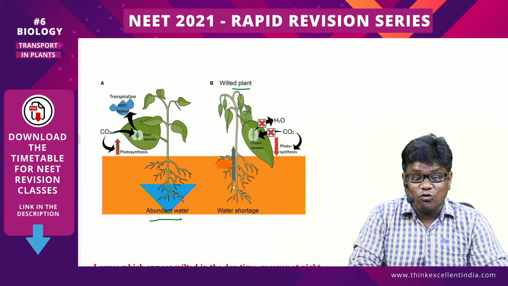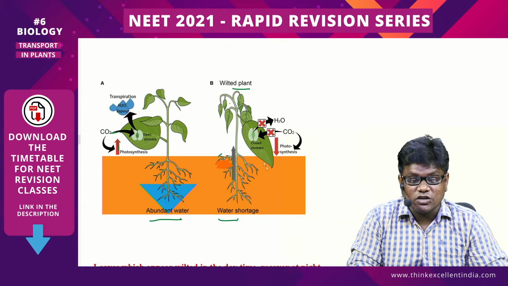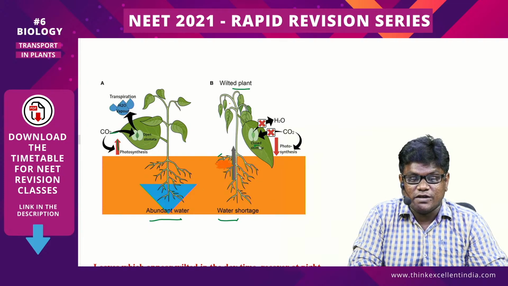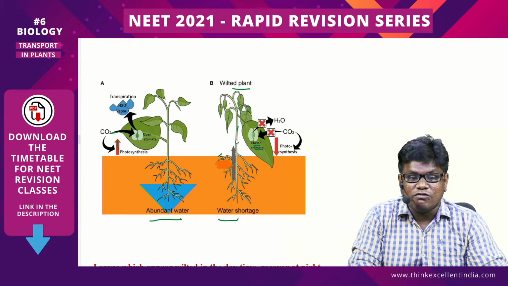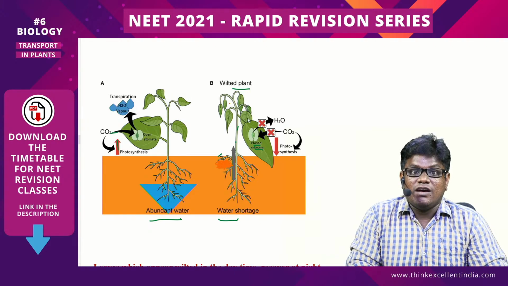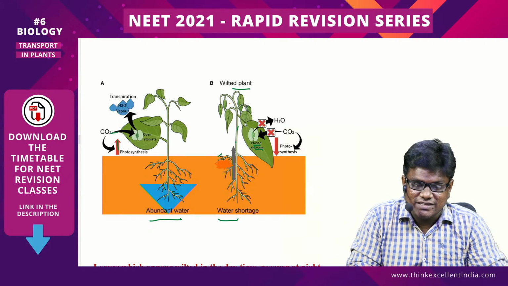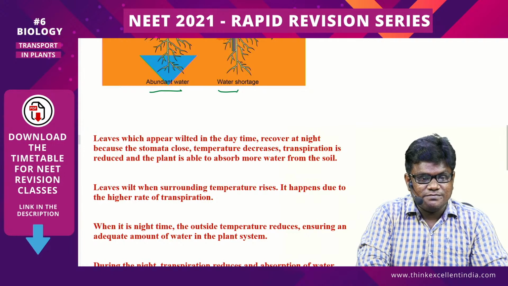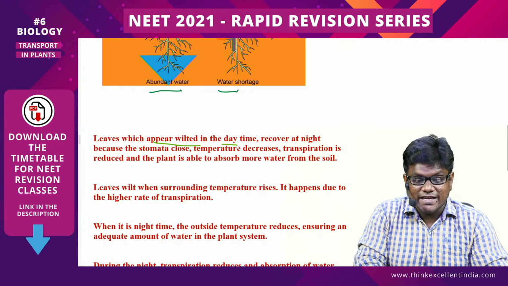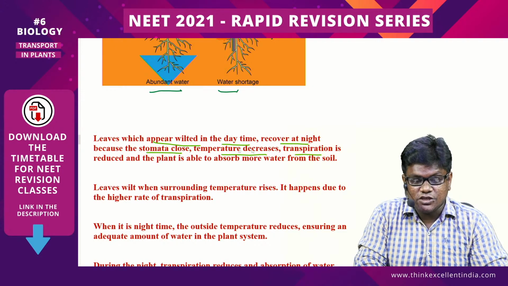But in the wilted plant, what happens? In plants with water shortage, the stomata will close. So stomata will be closed, there is no transpiration process, and there is not enough water content present inside of the plant system. So the entire plant system will become not erect. They become very weak. So this is the wilted plant. Leaves which appear wilted in the daytime recover at night because the stomata are closed, temperature decreases, transpiration is reduced, and the plant is able to absorb more water from the soil.